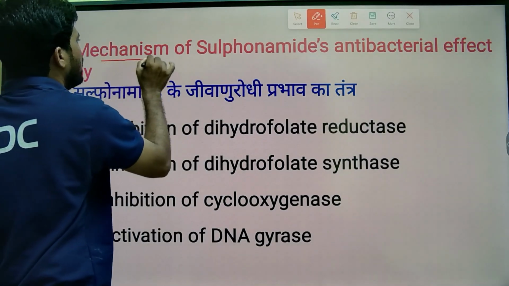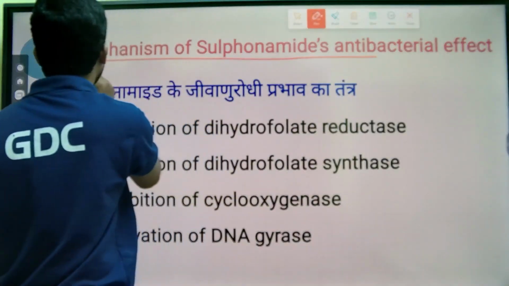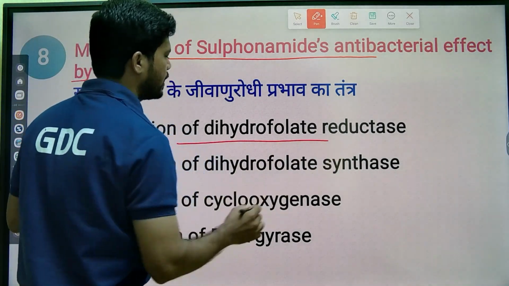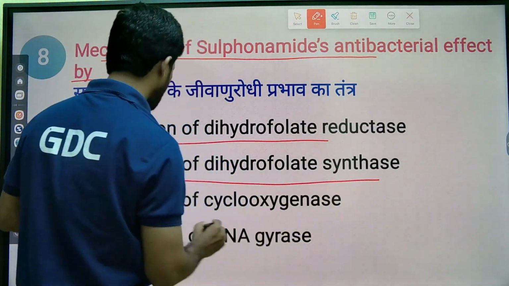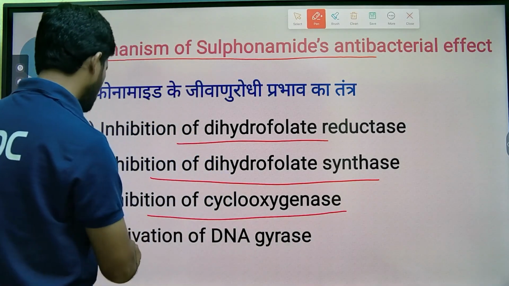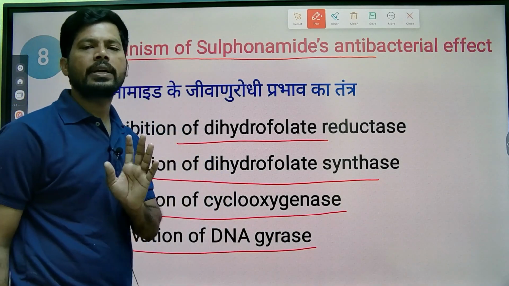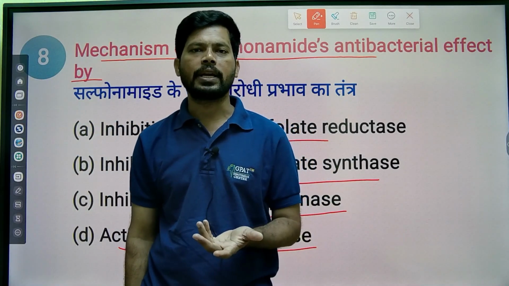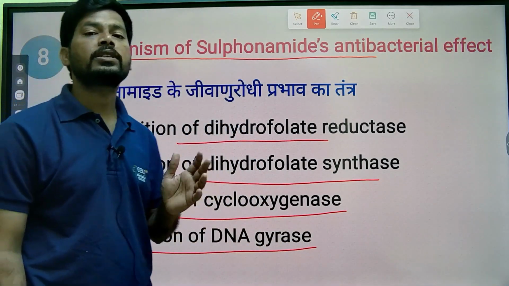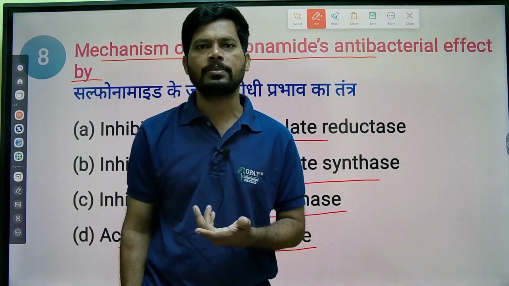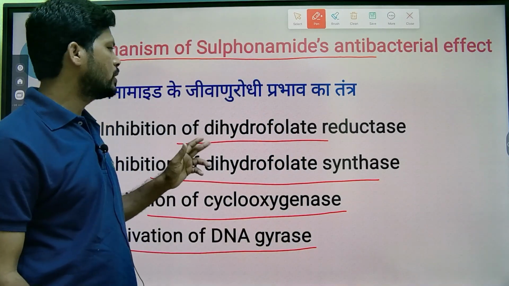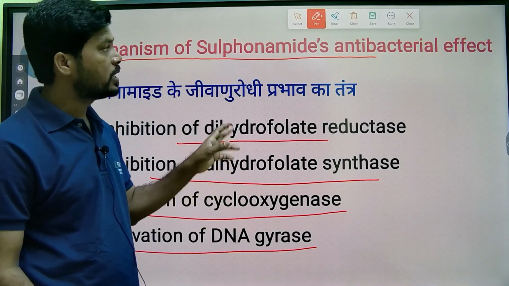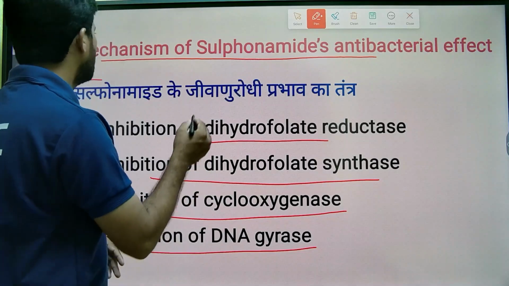Mechanism of sulfonamide antibacterial. The options are: inhibition of dihydrofolate reductase, inhibition of dihydrofolate synthase, inhibition of cyclooxygenase, activation of DNA gyrase. DNA gyrase is an enzyme that helps in DNA synthesis, and sulfonamides do not activate DNA gyrase. Inhibition of cyclooxygenase is by NSAID drugs, so this is also not the answer. Inhibition of dihydrofolate reductase is by trimethoprim and pyrimethamine, and inhibition of dihydrofolate synthase is by the sulfonamides. The answer is the sulfonamides.